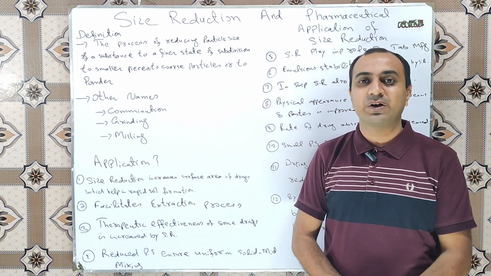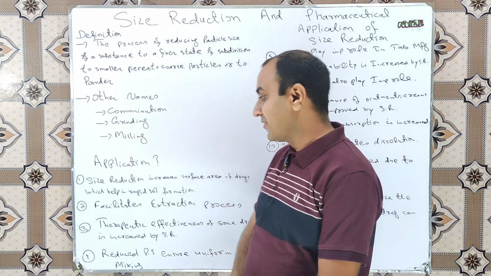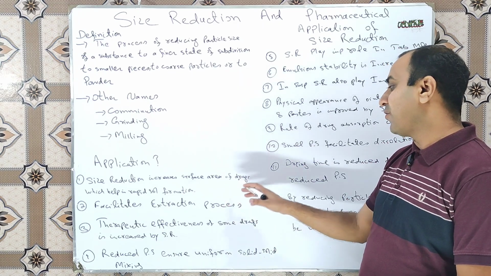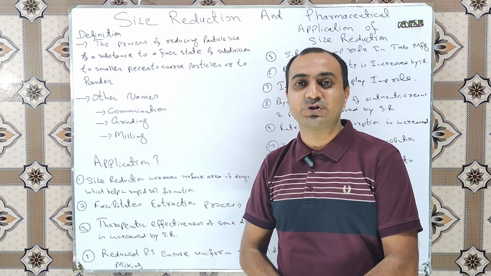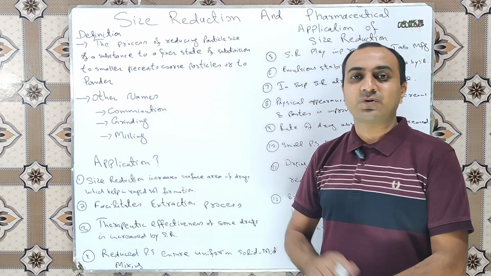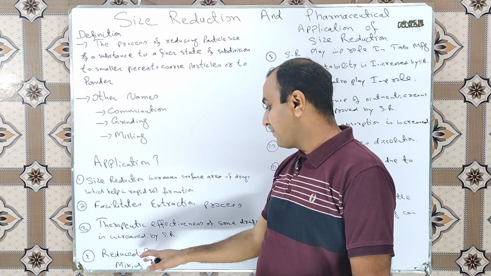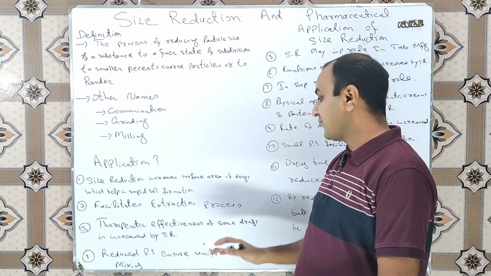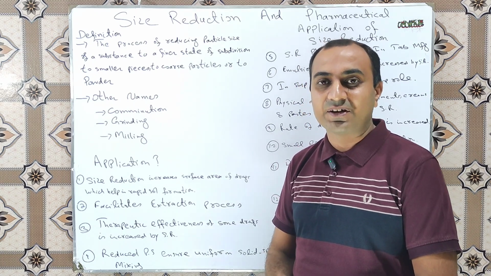Now we will discuss the pharmaceutical applications of size reduction. Size reduction increases the surface area of drugs, which helps in rapid solution formation. In this topic, you will see two abbreviations. One is PS, which stands for particle size, and the next one is SR, which means size reduction.